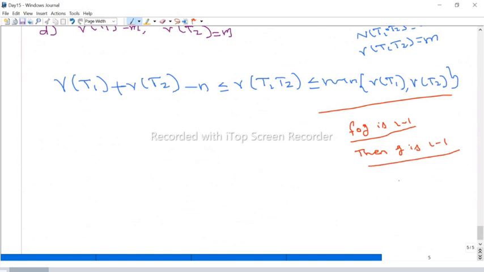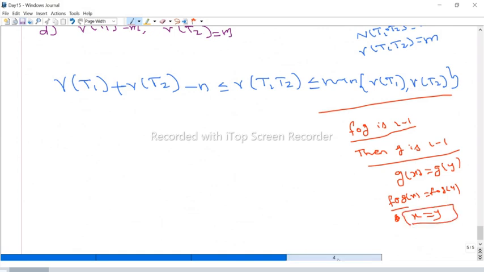How to prove G is one-one? Suppose I take G of X equal to G of Y, and we have to prove X equals Y. Now apply F on both sides. Therefore F of G of X equals F of G of Y. But F composition G is one-one, therefore X should be equal to Y. So if the composition of two functions is one-one, the inner function should be one-one.